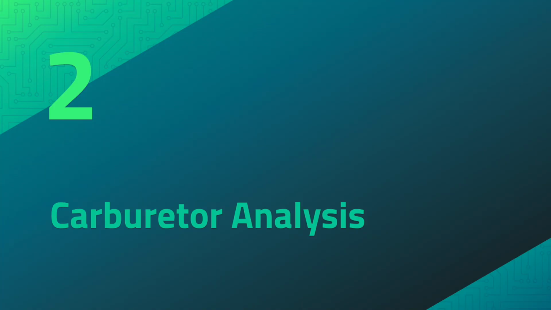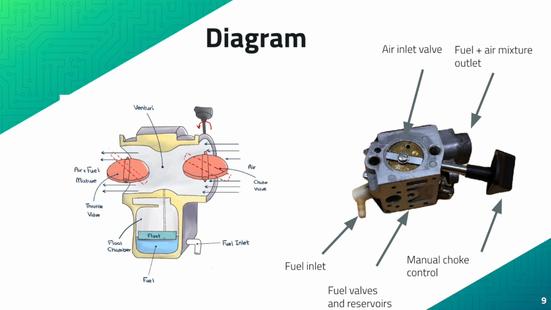We will now analyze the carburetor. A carburetor is a device used to supply a spark ignition engine with a mixture of fuel and air. The carburetor consists of two valves, an inlet valve that is manually actuated, also known as a choke valve. This valve regulates the amount of air coming in. And we also have an outlet valve known as a throttle valve, which regulates the amount of air and fuel mixture that go into the engine.